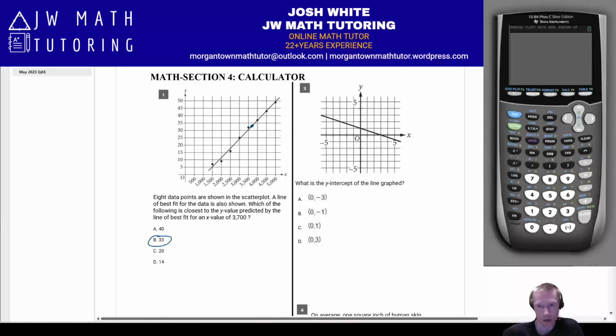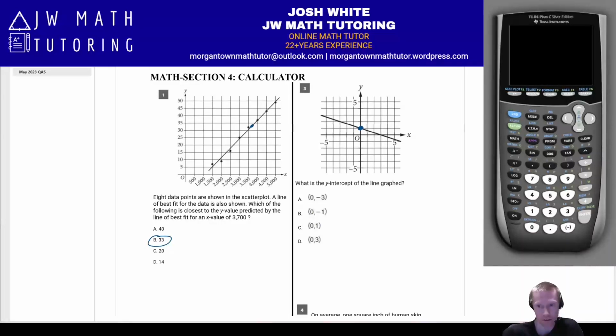Problem number 3, very simple, straightforward question here. What's the y-intercept of this line? Well, this is just the point where the graph crosses the y-axis. So it's just 0, 1. You can just read it straight from the graph, and that's it. No more work to be done.